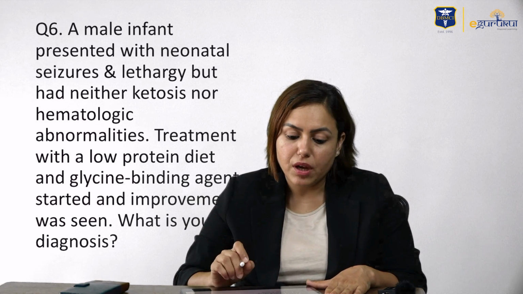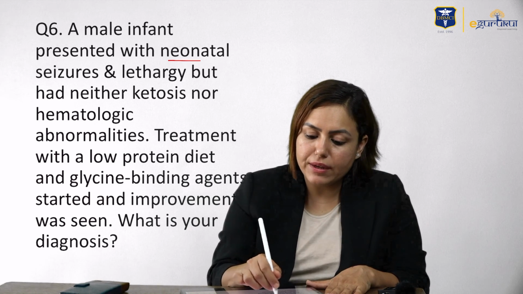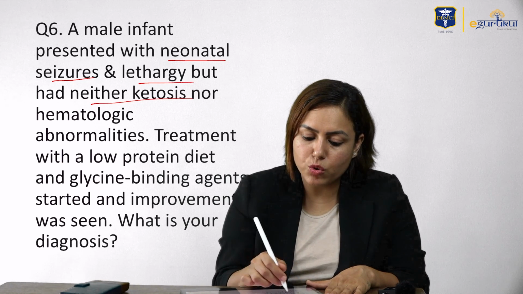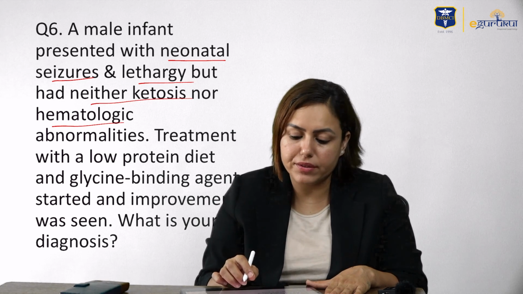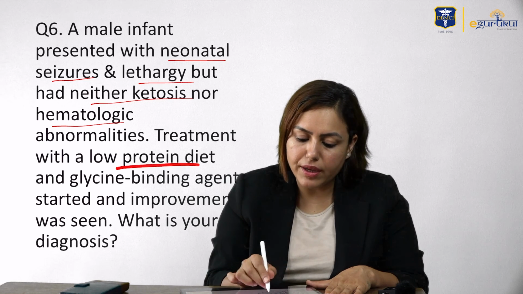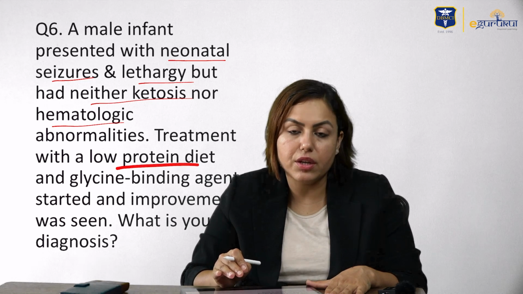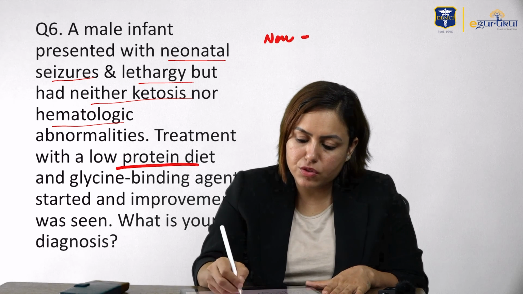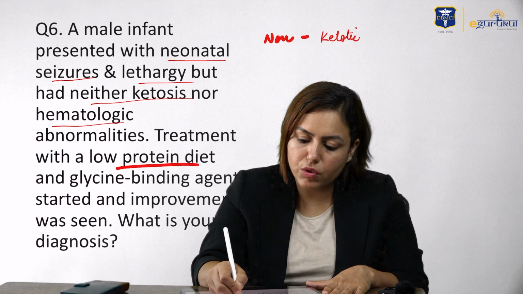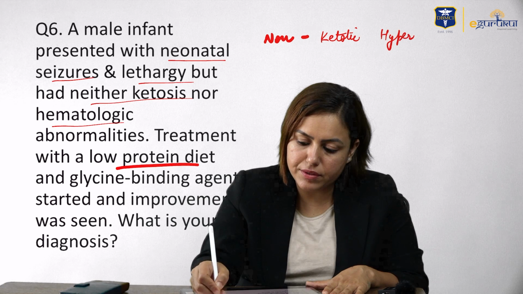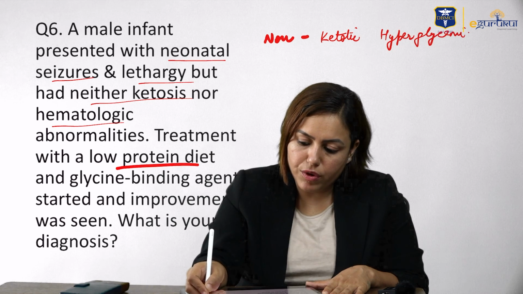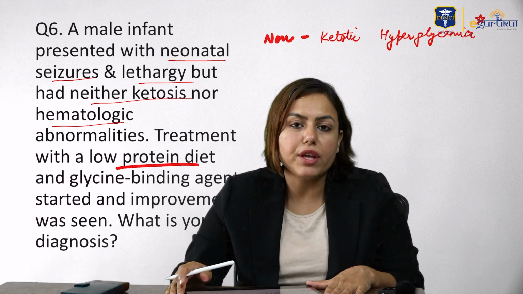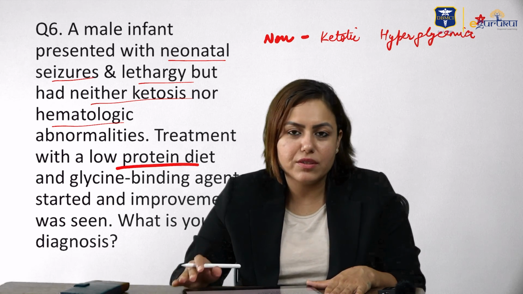Next question. A male infant presented with neonatal seizures, lethargy, but neither has ketosis nor hematologic abnormalities. Treatment with a low protein diet and glycine binding agent started and improvement was seen. What is the diagnosis? This is a case of non-ketotic hyperglycinemia. So I wanted to teach you this disease. This is important. I have not taken the options here, so it doesn't matter.